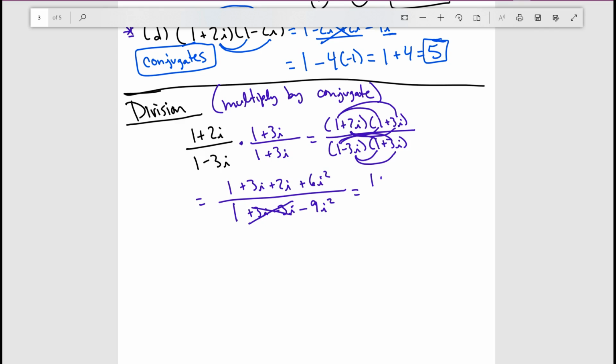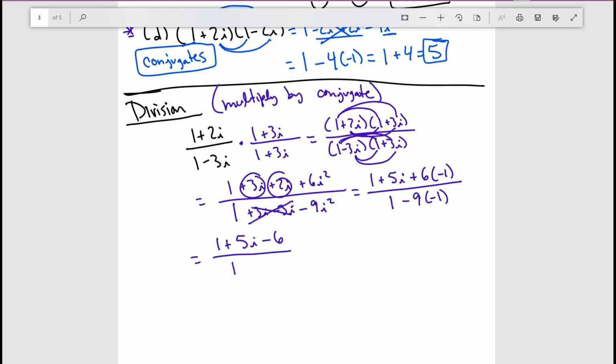On the top I have 1 plus 3i, and then 2i gives me plus 5i, plus 6 i squared, which is going to give me a negative 1, divided by 1 minus 9 i squared, which gives me another negative 1. So on the top I'm left with 1 plus 5i, then 6 times negative 1 gives me negative 6, divided by 1, and negative 9 times negative 1 gives me a positive 9. I'm going to combine these together and get negative 5 plus 5i divided by 10.